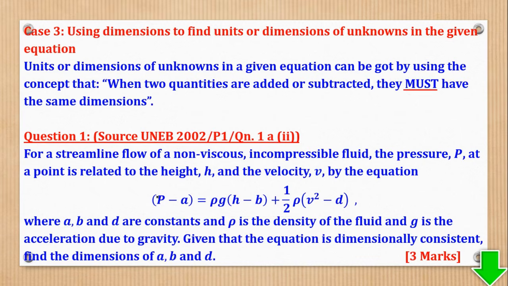So here these two are being subtracted, meaning the dimension of P is the same as the dimension of A. These two are being subtracted, meaning the dimension of H is the dimension of B. These two are being subtracted, meaning the dimension of V squared is the dimension of D. And remember, they told us P is pressure, so A has the same dimension as pressure. H is height, meaning B has the same dimension as height. And V is velocity, meaning D has the same dimension as velocity squared. So let's do that in the next slide.